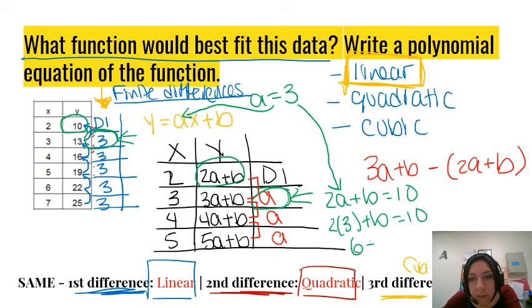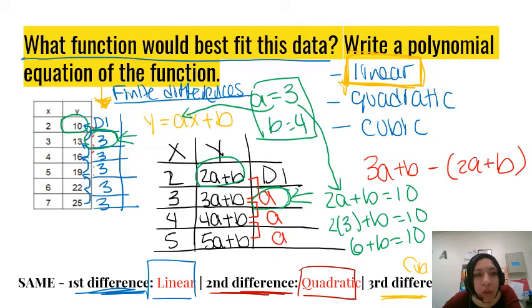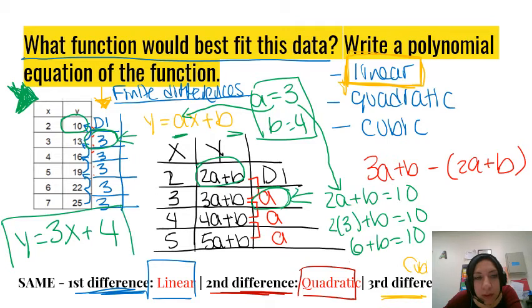So now I have 6 plus b is equal to 10, so I know b is equal to 4. And now I finally have all the information I need to write the equation for this table set. The equation that gave me these x and y values is y is equal to, instead of a, I'm putting 3, x plus, instead of b, I'm putting 4. And that's my equation for this data set.